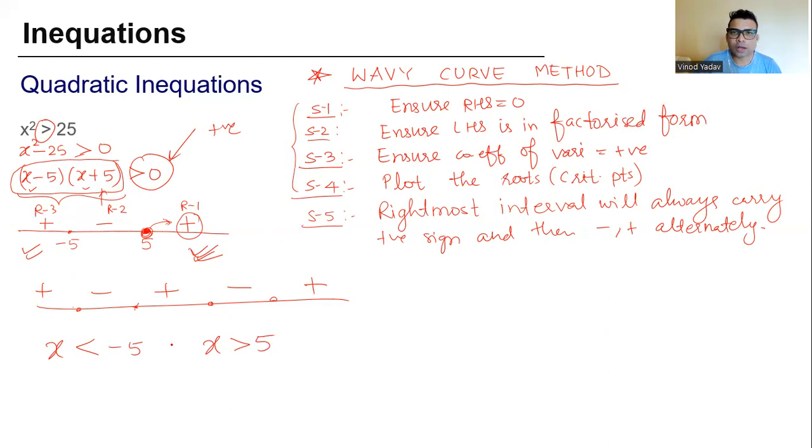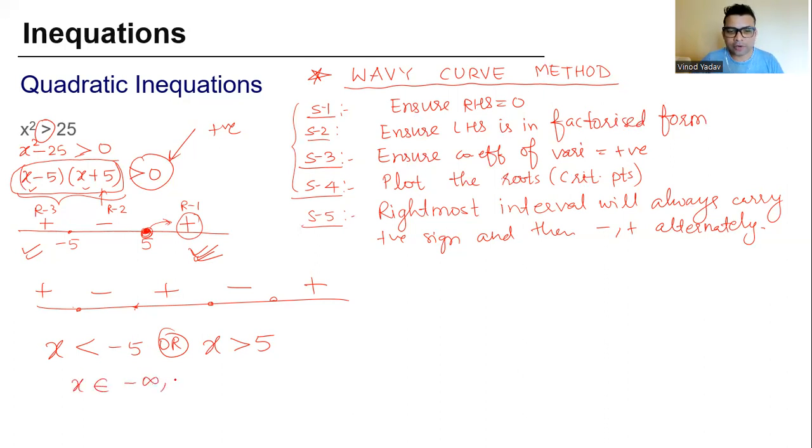In between, how should I connect them? Should I write 'or' or 'and'? Of course, 'or', right? Because both of them cannot be possible together. X can either be less than minus 5 or it can be more than 5, right? You can't have a number which will satisfy both the things at the same time. Impossible, right?